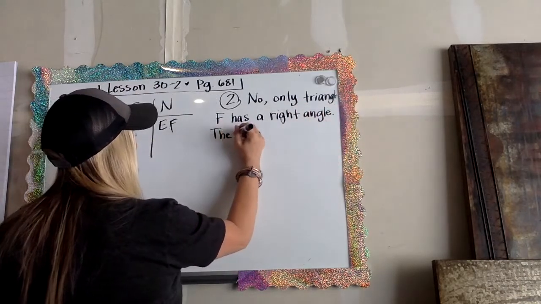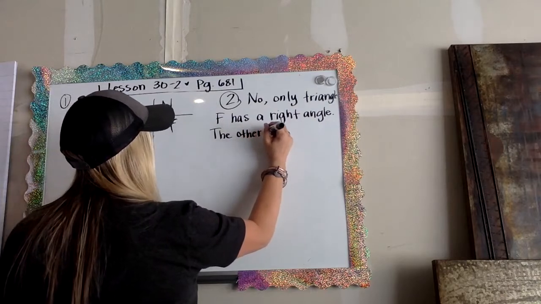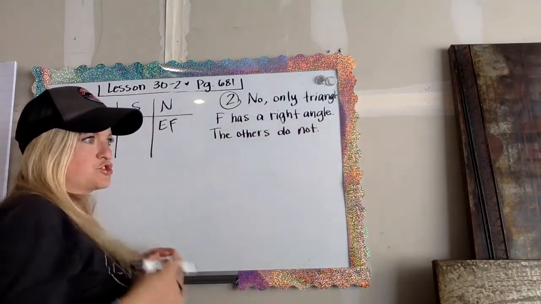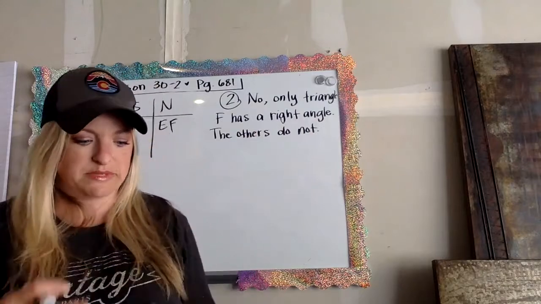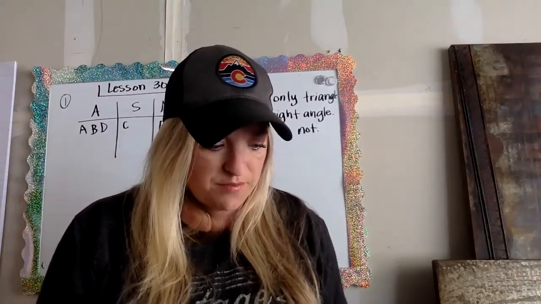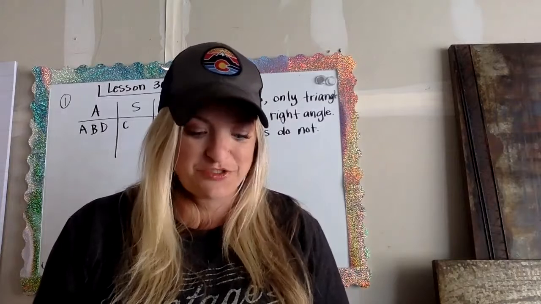The others do not. There's no chunk of the square corner that's missing out of those other ones. So only F does. Great. We're on the last page for this lesson.